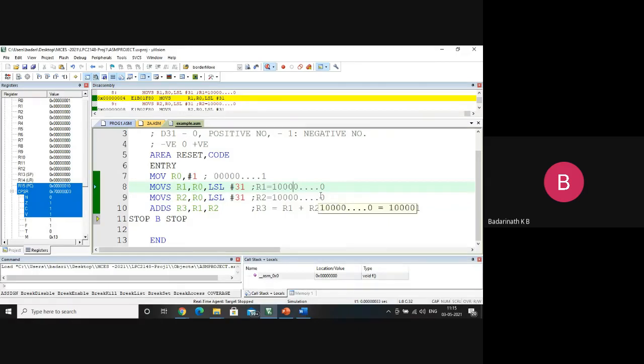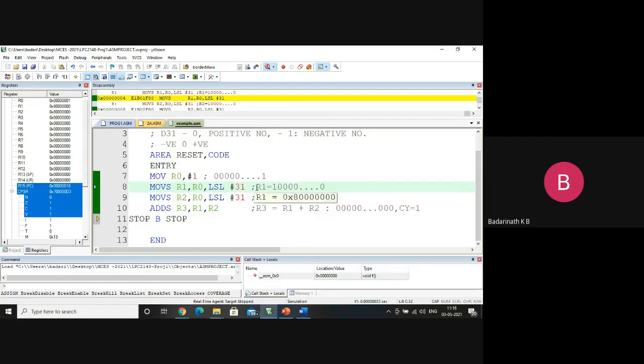I'm giving an example of an 8-bit number. Say for example, minus 128 is the maximum negative number you can represent in an 8-bit number. When you add minus 128 plus minus 128, you should get minus 256. But minus 256, you cannot represent it. That means that is an error.